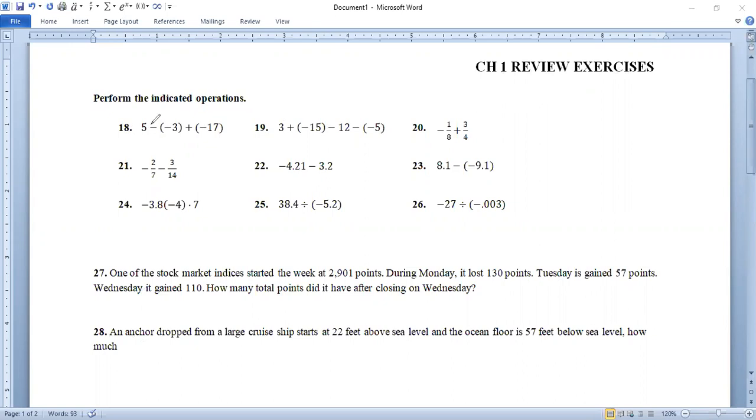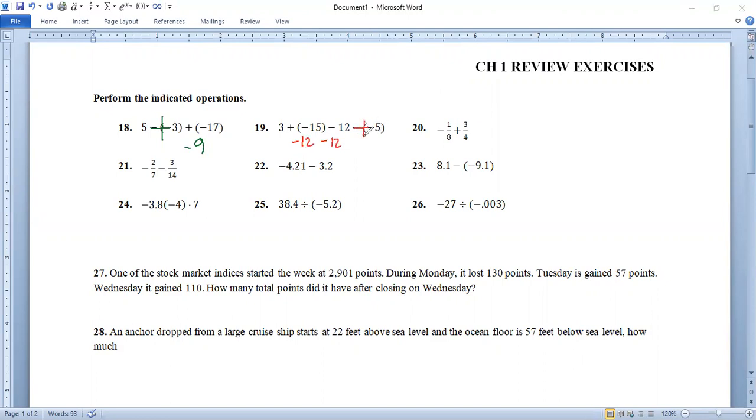So number 18, 5 minus a negative 3, that turns to a plus, a minus 17. So 5 plus 3 is 8. And a negative 17 you'll subtract, so it's 9 with the negative sign. So this is 5 plus 3 is 8 minus 17. Number 19, 3 plus a negative 15 is negative 12 minus 12.